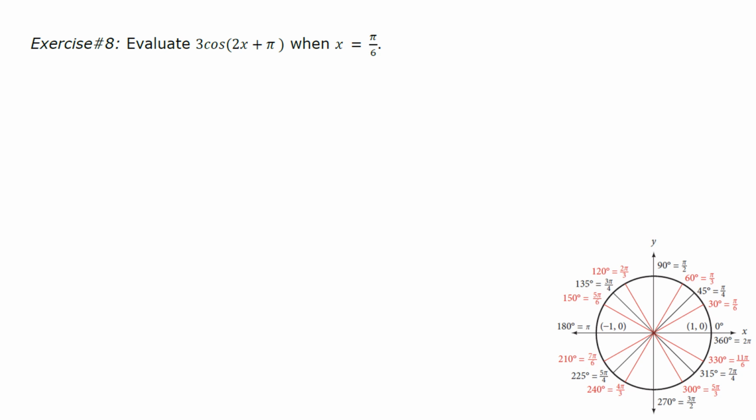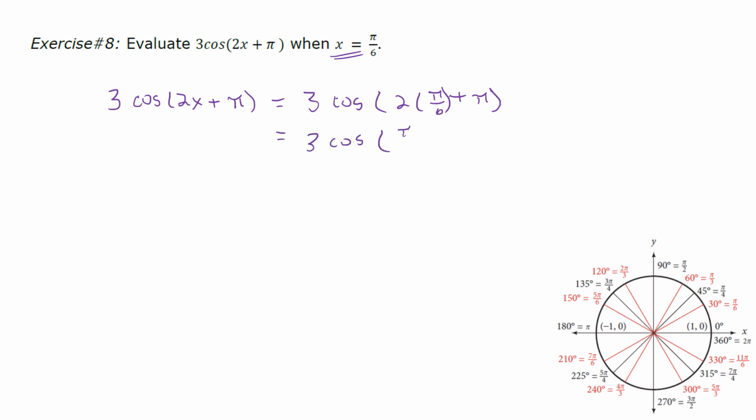We are asked to evaluate 3 cosine (2x plus pi) when x equals pi over 6. So 3 cosine (2x plus pi). And so x equals pi over 6. So let's substitute that in. So I'm going to rewrite x as pi over 6 plus pi. I can then combine the 2 and pi over 6 to pi over 3 when I simplify it. Then I have like terms, so pi over 3 plus pi would be 4 pi over 3. 4 pi over 3 is the same as 240 degrees.